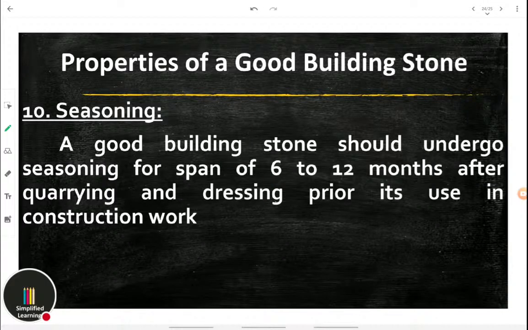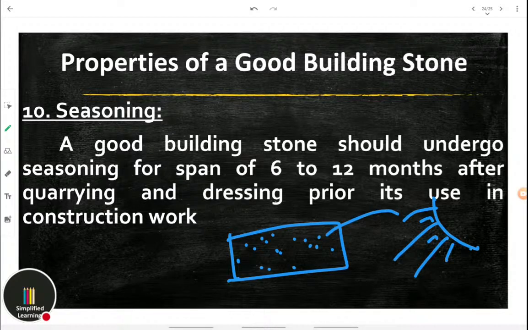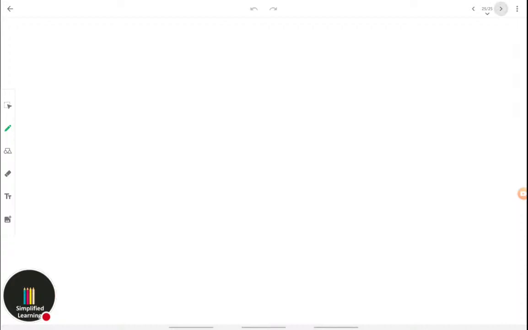Seasoning. Seasoning means keeping the stone out of its quarry so that all the moisture which is present inside the cavities or on the upper surface of the stone gets removed. It should undergo the action of sunlight. It should be exposed to air and atmosphere before we put it in its specific desired position or desired project. Then next point, let's see.